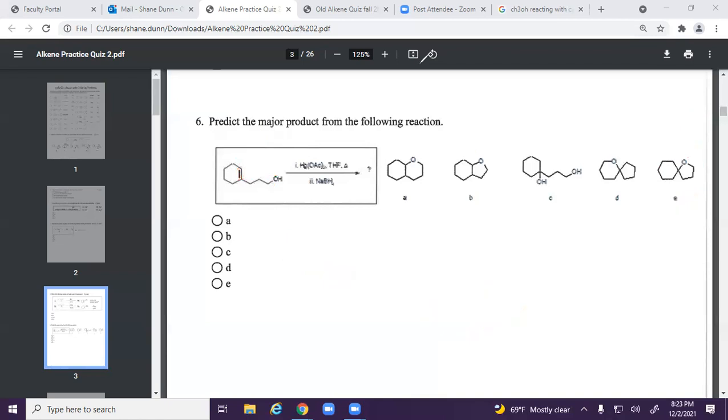You guys look completely lost. Okay. When it's Markovnikov, the positive charge will go to the more substituted carbon. Yep, where it's more stable. Yes.